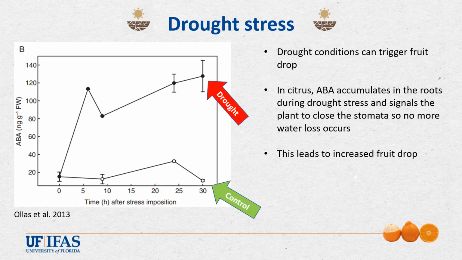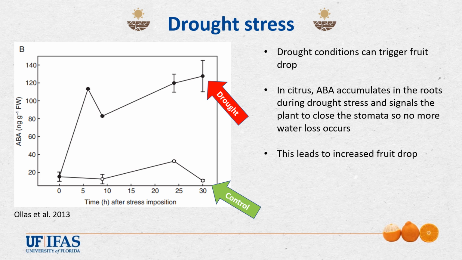The graph on the left is from a study published in 2013. It shows the sharp increase in ABA in the roots of citramella seedlings that were monitored under drought stress conditions. The top line is the average ABA levels of the plant in drought conditions, while the bottom line are the control plants that were continued to be watered regularly.